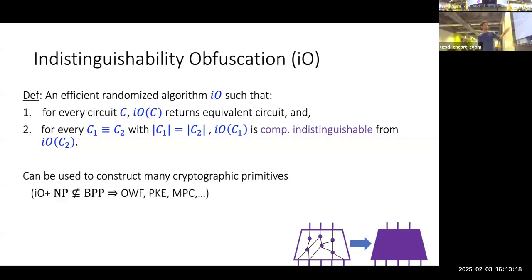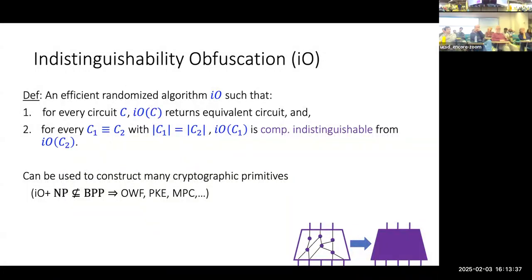So we know that if we have IO together with the assumption that NP is not in BPP, then we can construct one-way functions, public key encryption, multi-party computation. Basically, all cryptography can be constructed from IO together with a minimal assumption.